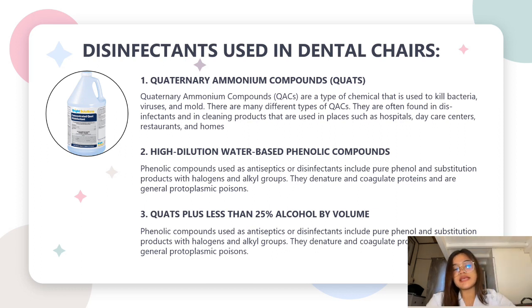Lastly, we have quats plus less than 25% alcohol by volume. So this likely refers to a disinfectant solution which combines quaternary ammonium compounds with an alcohol content of less than 25% by volume. So the inclusion of alcohol in the disinfectant solution adds another layer of antimicrobial activity. The alcohol, often in the form of ethanol or isopropyl alcohol, is known for its rapid and broad spectrum disinfectant properties. So the purpose of it, the combination of quats and alcohol is common in disinfectant formulations for surfaces and equipment in healthcare, laboratories, and other settings. It aims to provide effective disinfection while taking advantage of the strengths of both quats and alcohol.